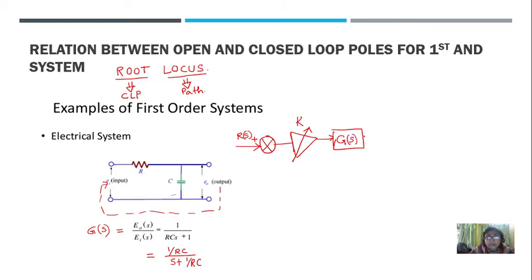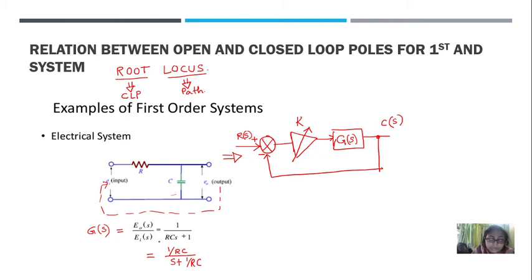And I am getting the output as C(s). And I am taking a unity feedback, H equal to 1, and I am putting it in the input side. So now this is actually the block diagram of this particular physical system.